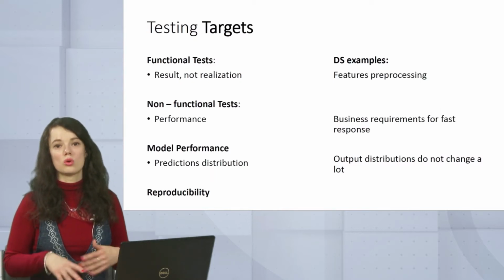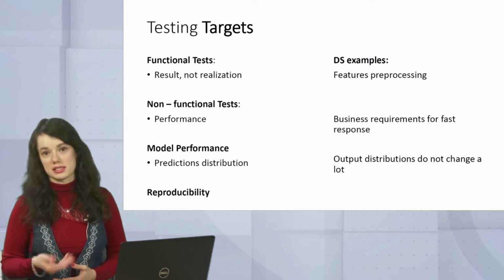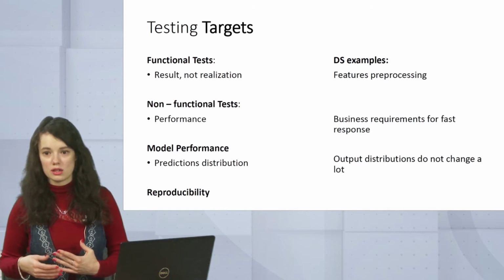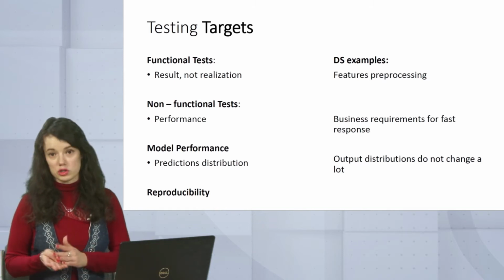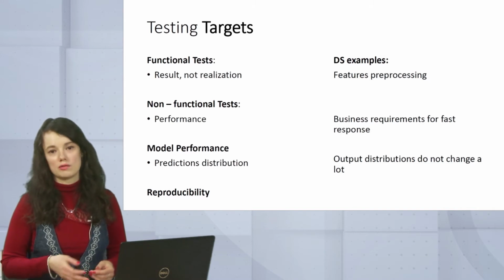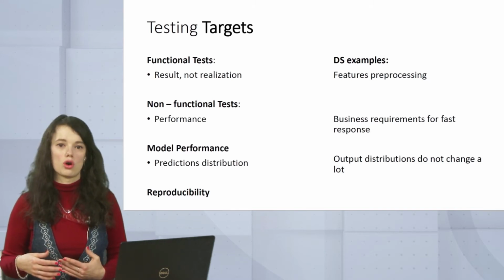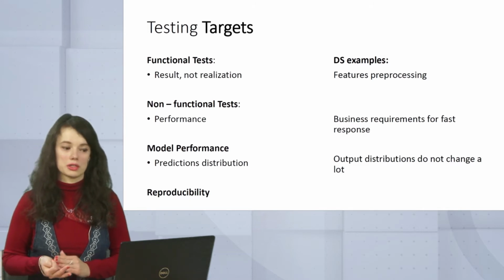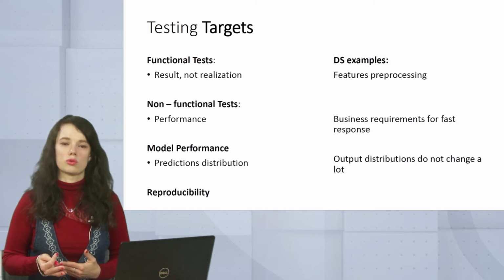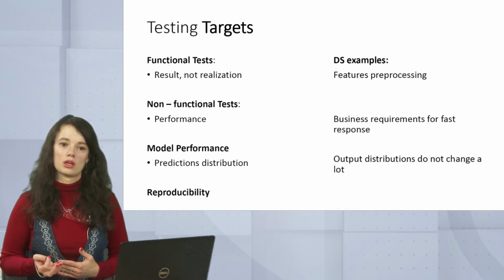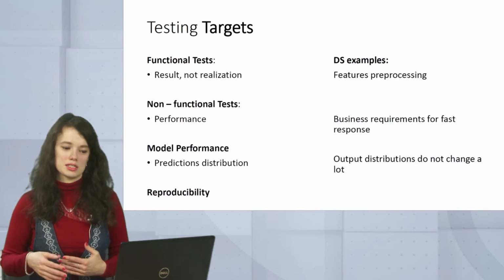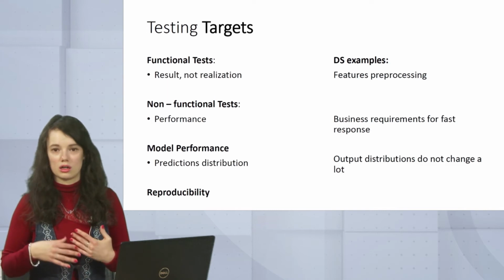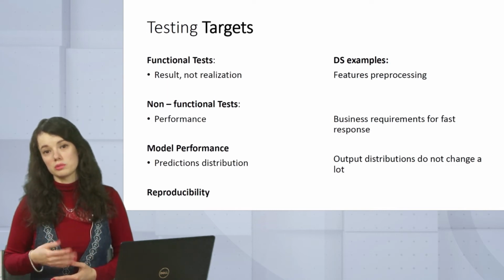So, moving to what exactly we are testing. In data science, there are different types of tests which fit well. First one is functional tests, when you test the result of your functions or classes. Second one is non-functional tests, when you're testing performance of your code. For example, your manager says that your model should be very fast, thus you need to test how well it performs.